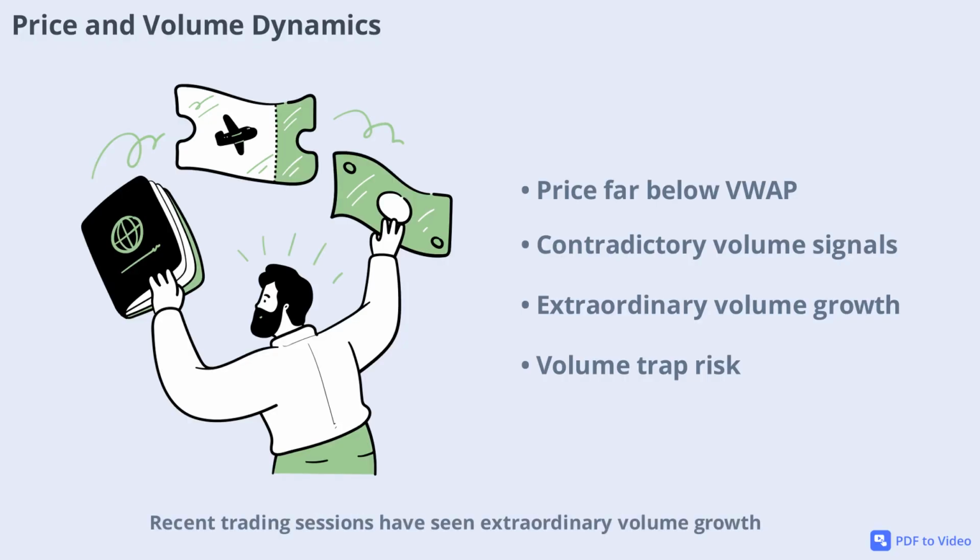Recent trading sessions have seen extraordinary volume growth, with a 493% increase and a volume ratio of 18.2. Despite this, the money flow index (MFI) is at 97.78, suggesting strong money flow even as the price continues to fall. This divergence often signals a volume trap, where high volume fails to support a rally, typically preceding trend exhaustion.